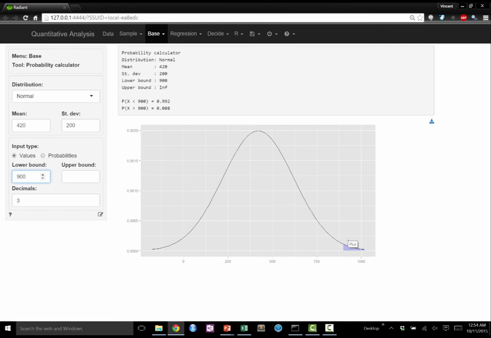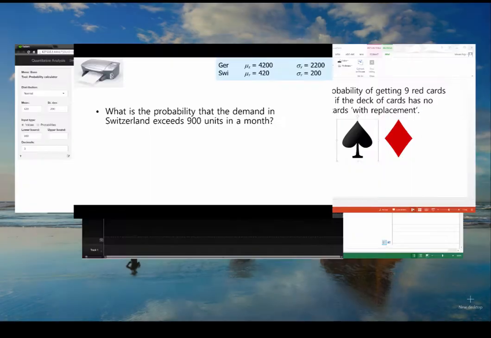Okay, so this plot might be something that you would put in, say, a PowerPoint file to show management, say, hey, you know, the chances that we're going to get more than 900 demand are really very small. Look at this little area. What exactly is the size of that area? It's less than 1%. So less than 1% probability that you're going to get more than 900 printers demanded in a particular month. Right, so that's the answer to the question.